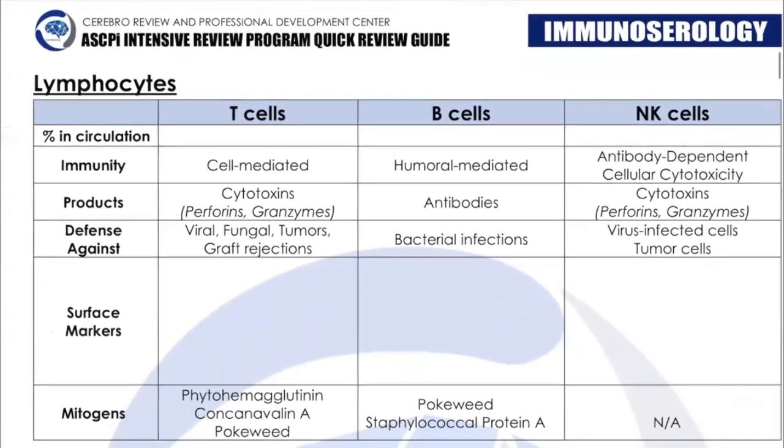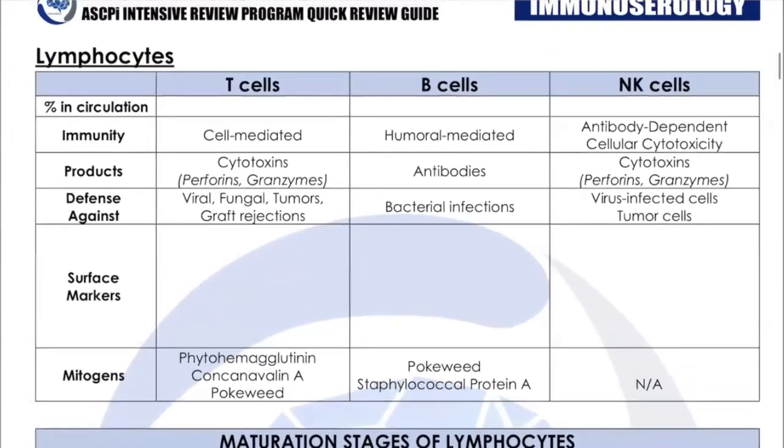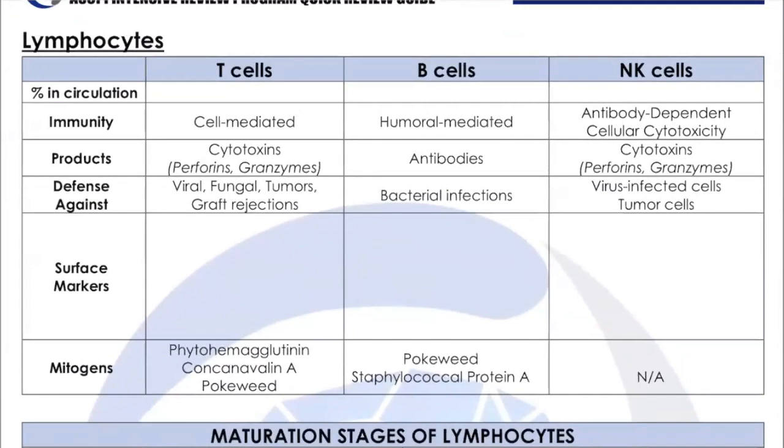So let us now proceed to the different lymphocytes. Okay? So yung lymphocytes, sila naman yung mga bida kumbaga sa ating adaptive immunity. So we have three populations for lymphocytes. We have T cells, comprising approximately 60 to 80% of the lymphocytes in our blood. We have B cells na nasa 10 to 20%. And we also have natural killer cells na nasa 10 to 15%.